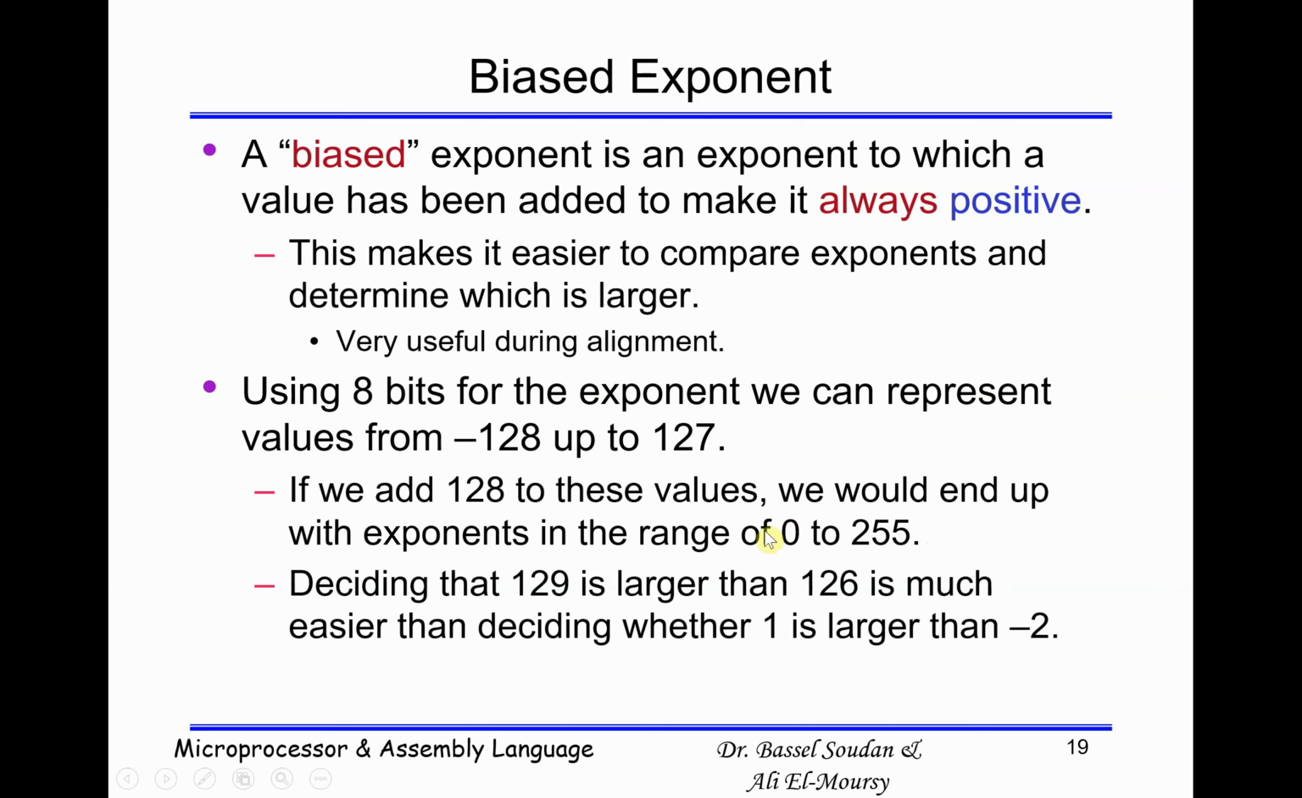This is called biasing. Biasing the exponent means adding a constant value to the exponent, the largest constant value that it has to take for the negative, and this will guarantee that the exponent will be stored as if it is an unsigned number. Why do they bias the exponent?